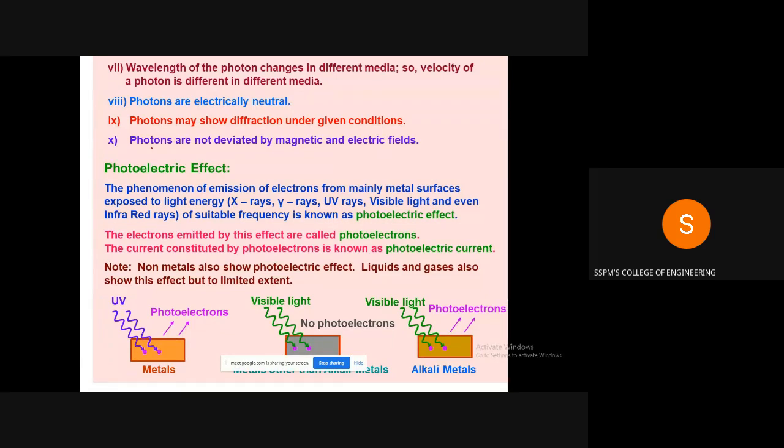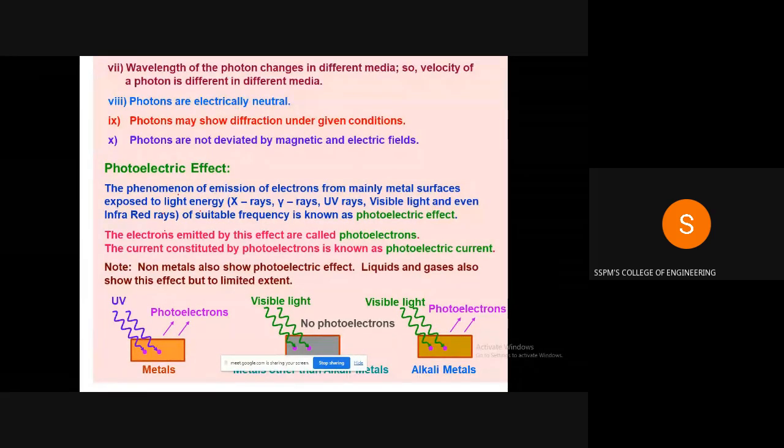What is written? The phenomenon of emission of electrons from metal surfaces exposed to light energy. When light energy, X-rays, gamma rays, ultraviolet rays, visible light, and even infrared rays are interacting with metal surfaces, then electrons are ejected from that particular metal, so that current flows. That current flow is called photoelectric current, and the effect is called the photoelectric effect.